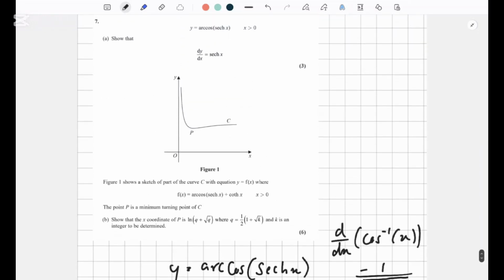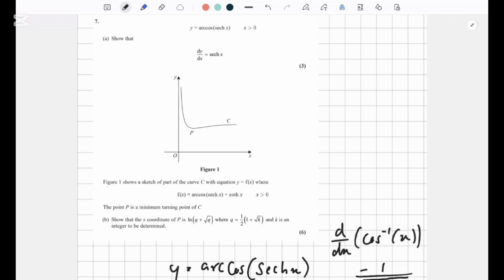Then the second part: figure 1 shows a sketch of part of the curve C with equation y equals f of x, where f of x equals cos inverse sech x plus coth x. The point P is a minimum turning point of C. Show that the x-coordinate of P is ln of q plus root q, where q equals half into 1 plus root k, and k is an integer.